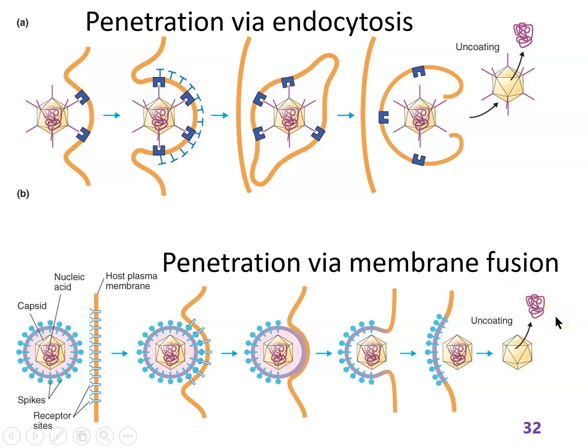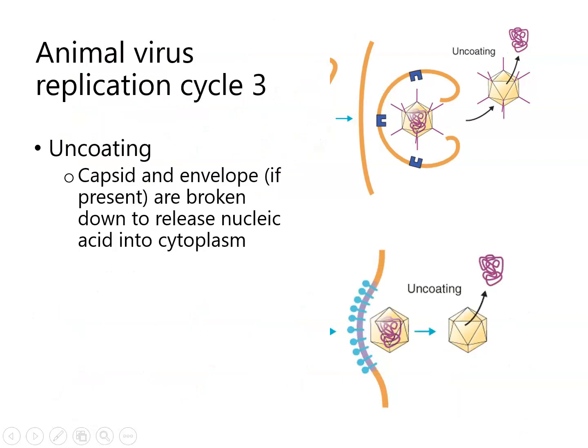So a lot of viruses do both of these. Whichever one happens first seems to be what they do. So I know influenza can do both. SARS-CoV-2 can do both, and those are the two viruses we're going to look at in the most detail. Uncoating, we won't get into how it works, but again, that's getting the nucleic acid out of the capsid.